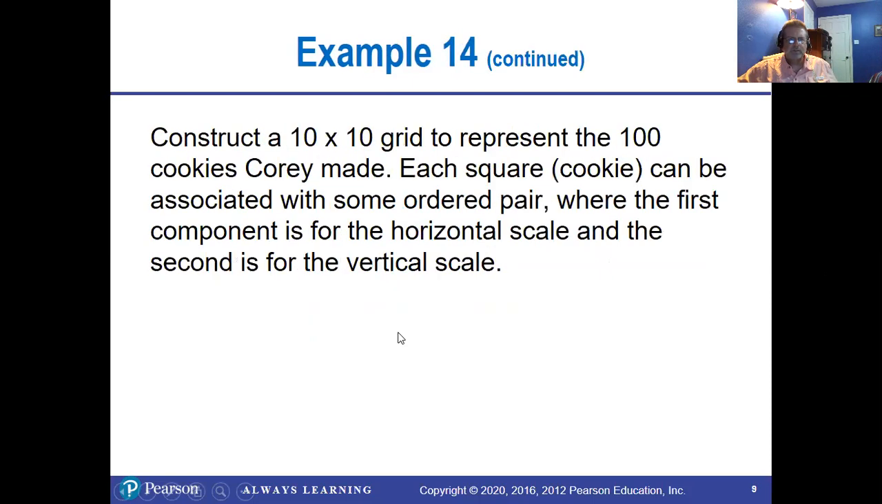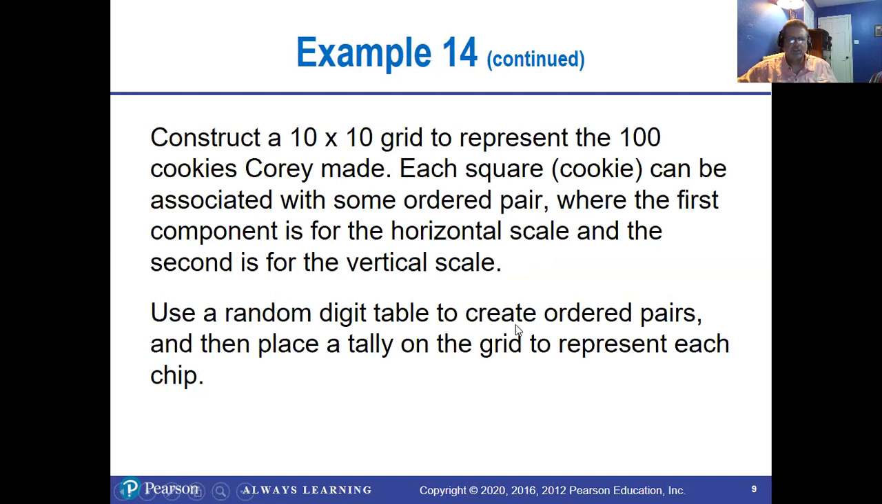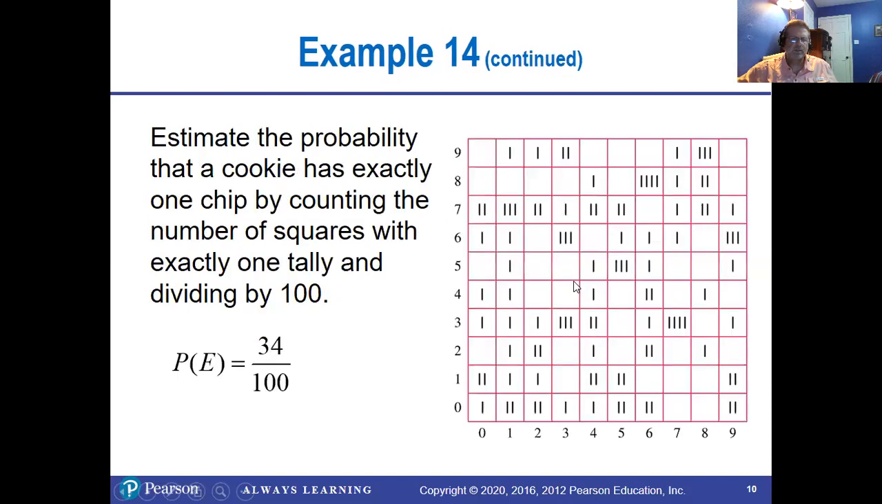So in this random, it says construct a 10 by 10 grid to represent the 100 cookies Corey made. Each square can be associated with some ordered pair, where the first component is the horizontal scale and the second is the vertical. Use a random digit table to create ordered pairs, and then create a tally in the grid to represent each chip. So basically, 0 through 9, 0 through 9, there's 100 squares. Okay, and then the randomization of it is what they build.